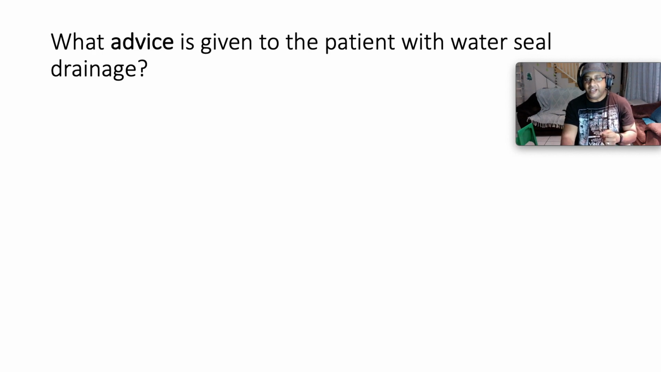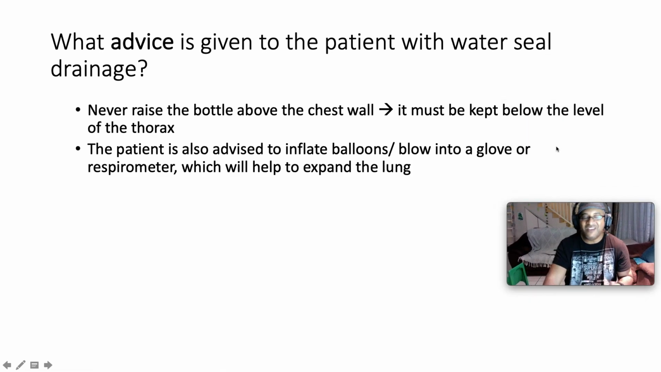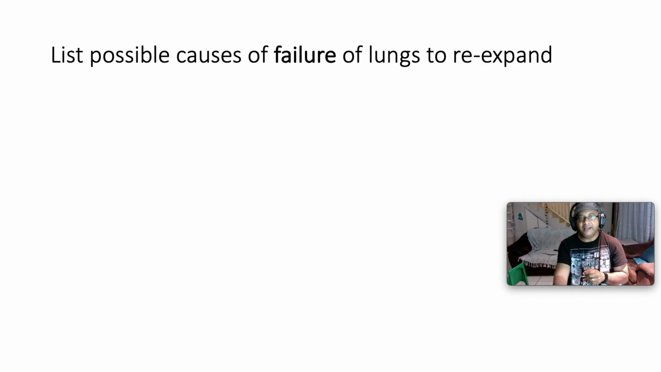Now, what advice do you want to give the patient who has an intercostal chest drain with a water-sealed drainage? First, you must tell the patient never, ever raise the bottle above the chest. It must be kept below the level of the thorax, number one. Number two, the patient is also advised to inflate balloons or blow into a glove or a respirometer, which will help to expand that lung.